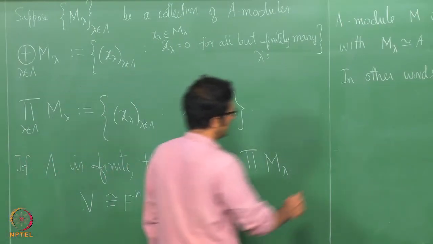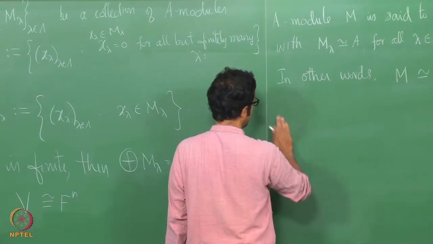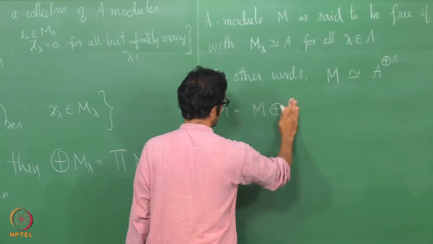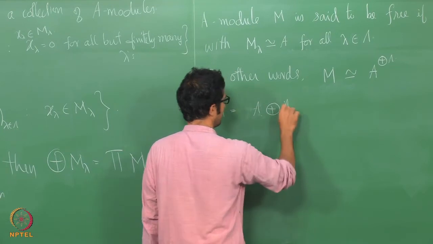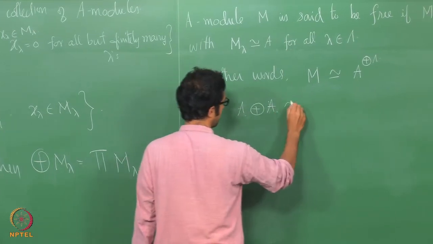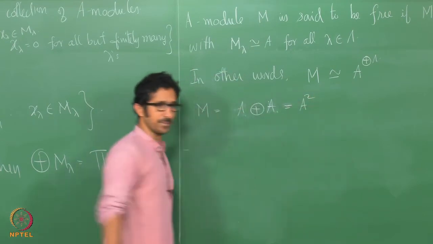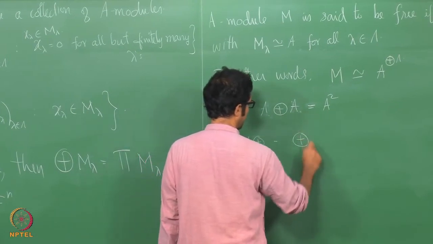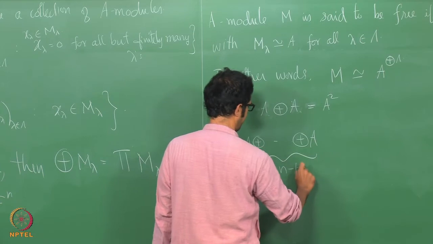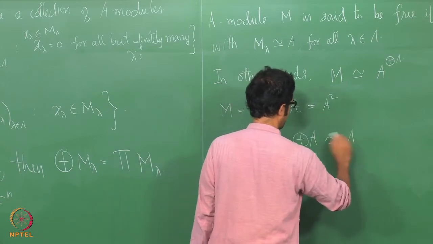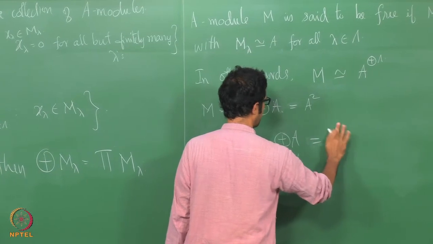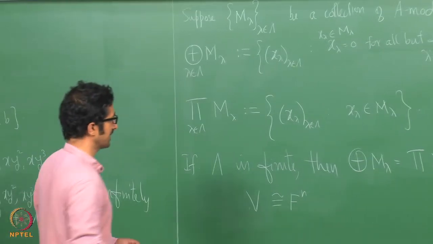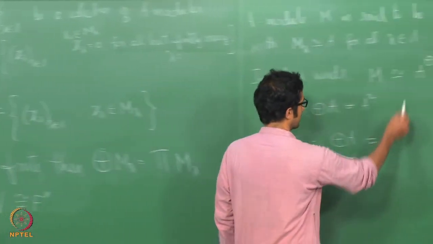So, for example, if I take M to be A direct sum A, A direct sum A n times is usually denoted by A power n. If Lambda is finite, then we denote it like this instead of this.